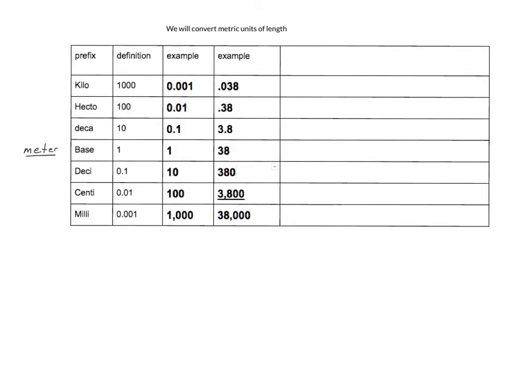So these prefixes tell us what part of our base each measurement is. So for example, if we have a millimeter, it's 1,000th of a meter. If we have a centimeter, it's 100th of a meter. Milli means 1,000, like a millennium has 1,000 years. Centi is a century. Century has 100 years, so it's 100th.